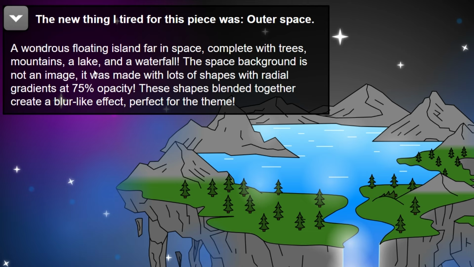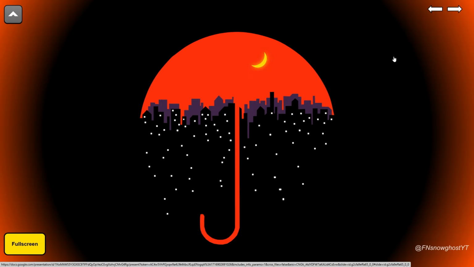The space background is not an image. It was made with lots of shapes with radial gradients at 75% opacity. These shapes blended together create a blur-like effect. Perfect for the theme. Next piece, let's see what we got.